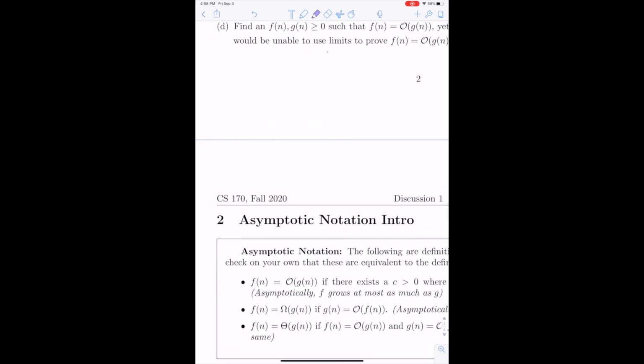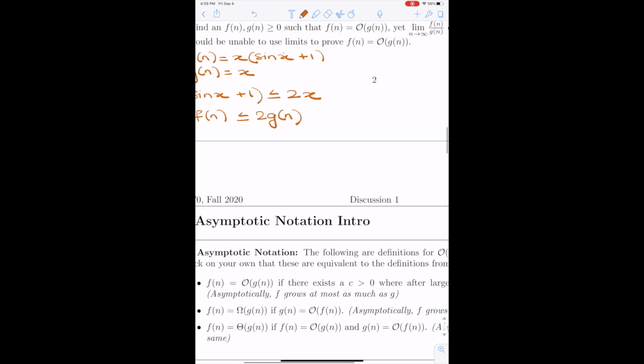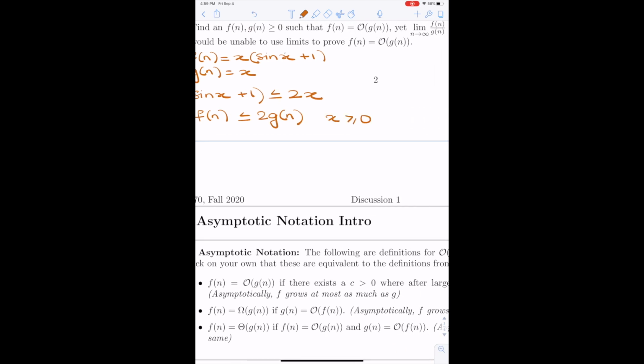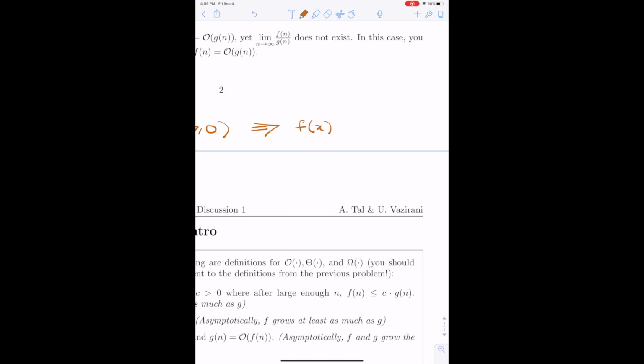So what if I had a function f of n is equal to x times (sine x plus 1), and g of n is equal to x, right? So I know that sine x plus 1 is always upper bounded by 2, because sine x is always upper bounded by 1, right? Now this by definition implies that f of n is upper bounded by 2 times g of n for all x positive, which means that f of x is indeed big O g of x.